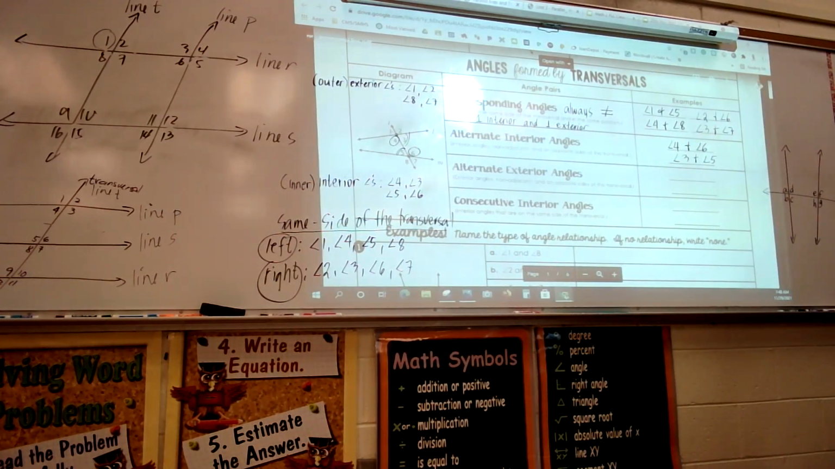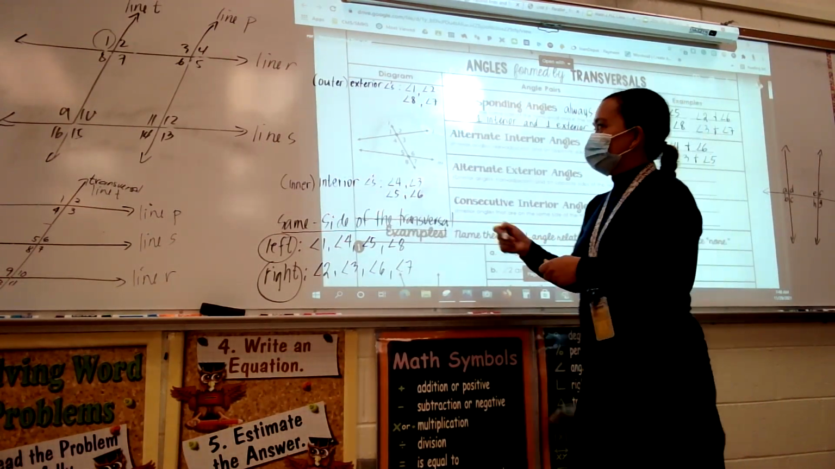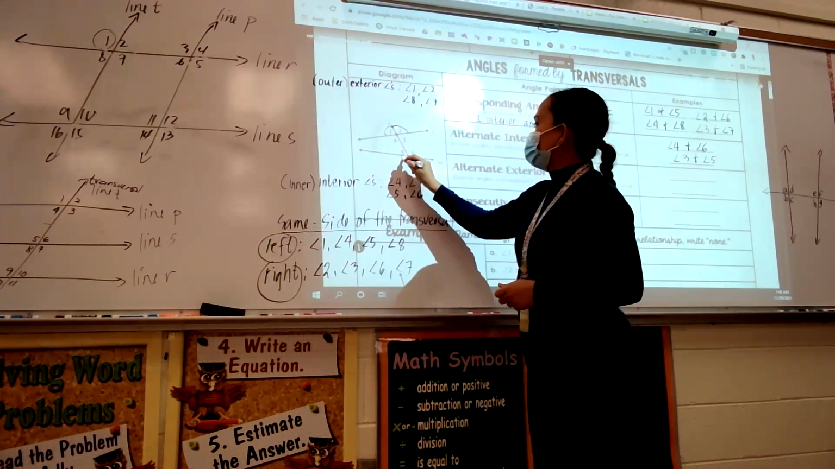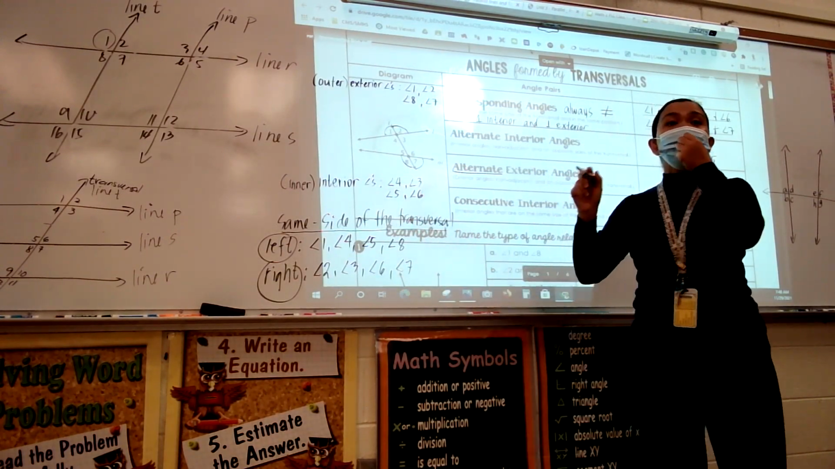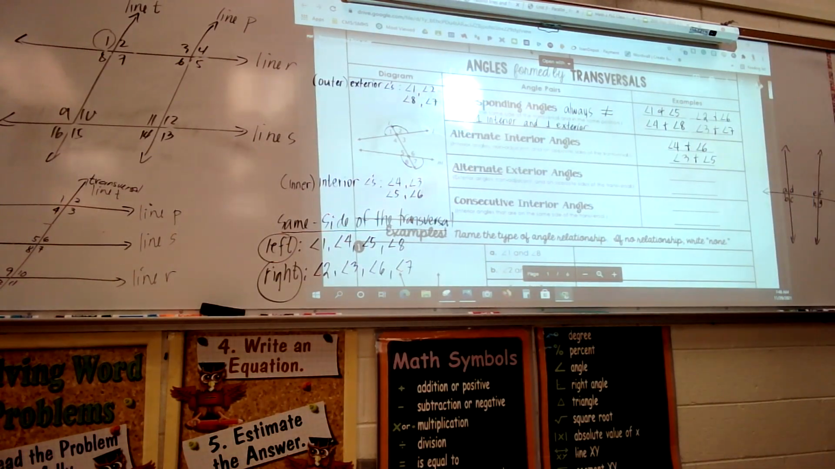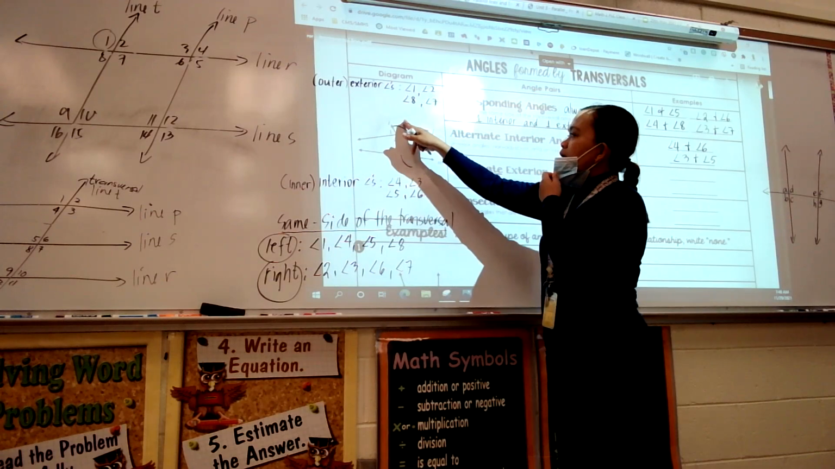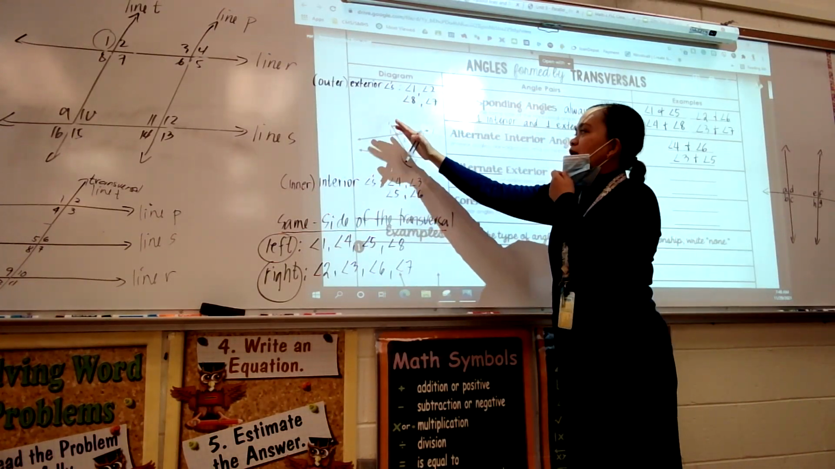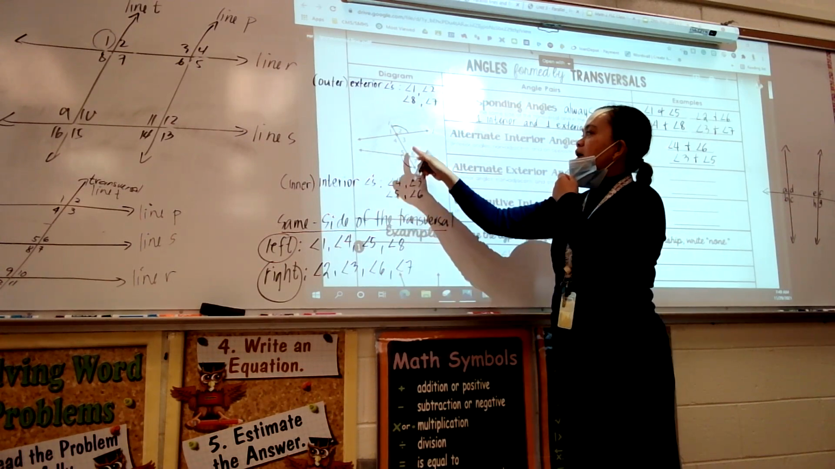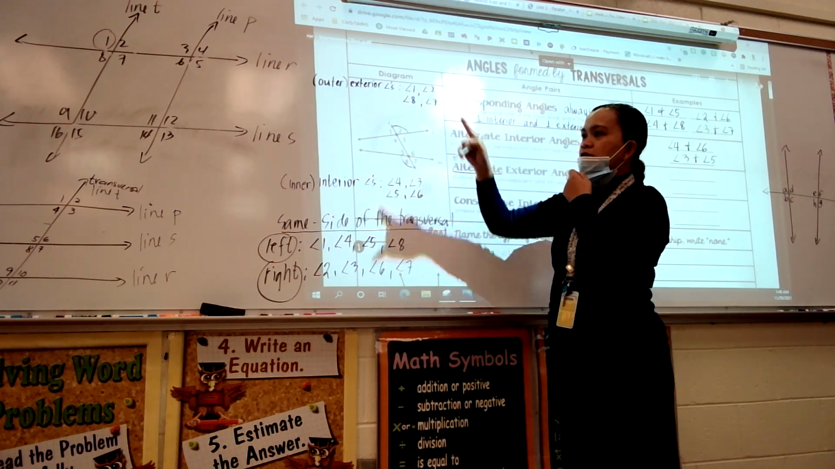Next, let's have alternate exterior. So which ones are the exterior? 1, 2, 8, and 7. But it says alternate. So give me one pair of alternate exterior. They do not belong on the same side. Angle 2 and 8. So I need to erase this side and this angle. Again, alternate exterior. One on the left side and the other one is on the right side. But they are both exterior. Angle 8 and angle 2.